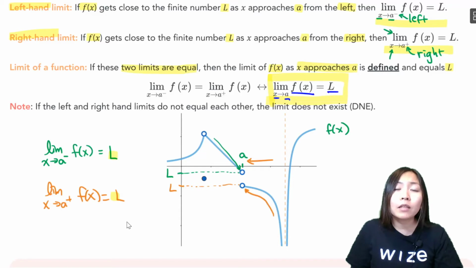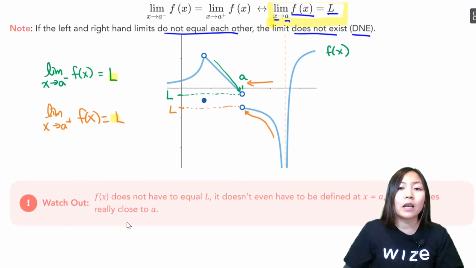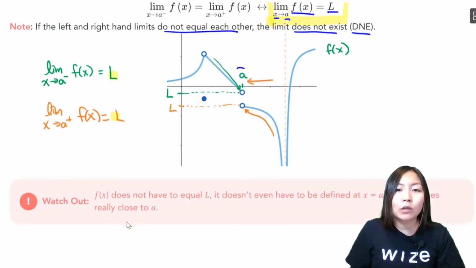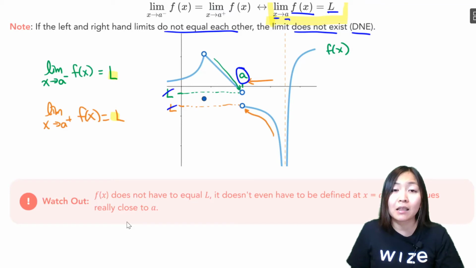Okay? If the left and right-hand limit don't equal each other, then we say that the limit does not exist, and in a lot of cases, teachers and textbooks will write DNE for does not exist. So let's take a look at this graph down here. That point A that we just used as an example, the limit from the left and the limit from the right don't equal the same number. They're actually different numbers, so we say that the limit doesn't exist at that point.